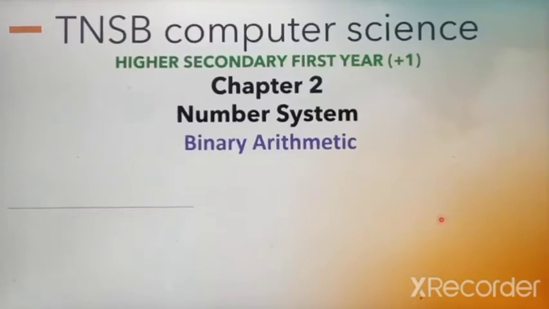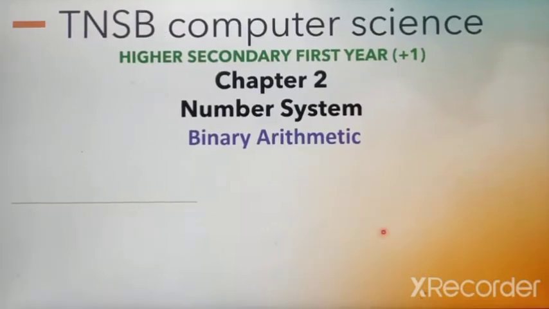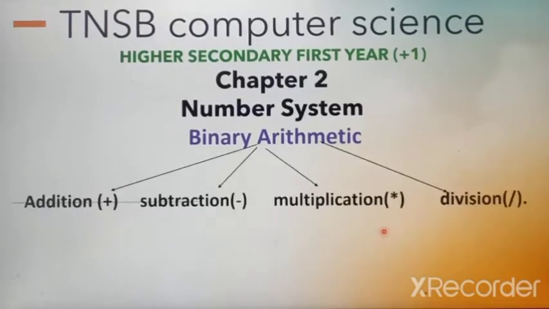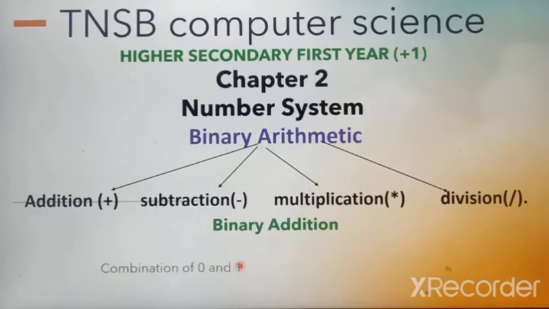My dear children, in this video we are going to see about binary arithmetic from chapter 2. Arithmetic means mathematical computations. We know in decimal number system we can do various computations like addition, subtraction, multiplication and division. Like that in binary numbers, binary means combination of 0 and 1, we can do all these computations. Here we can see about binary addition.